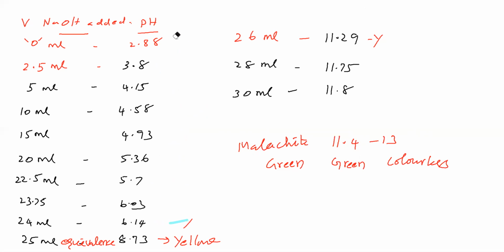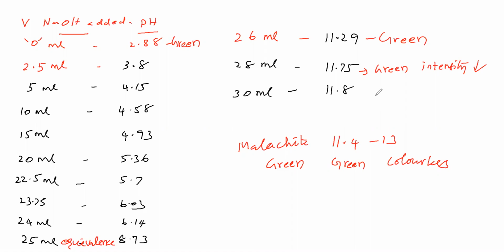First, we will add malachite green indicator into the conical flask solution. This malachite green gives green color to the conical flask solution. The green color continues up to this place. Then onwards, what will happen? Green color plus colorless, in the sense the green color intensity decreases.